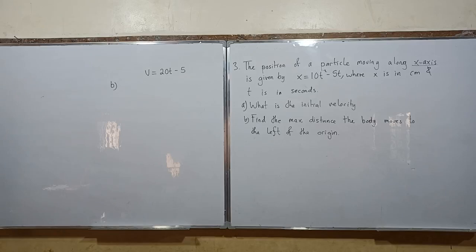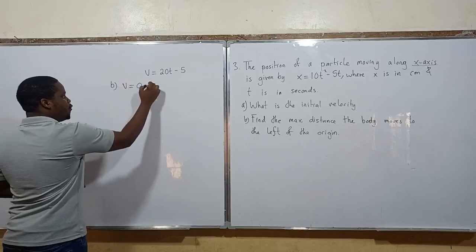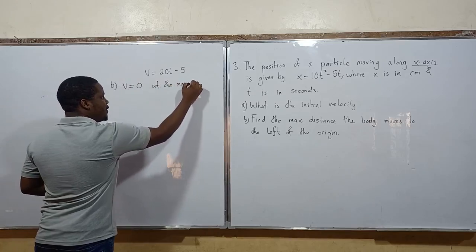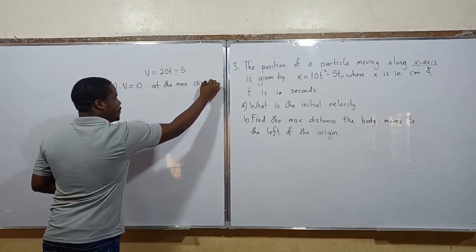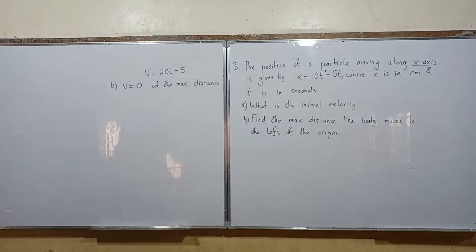Remember, when you are going to a certain destination, when you arrive at that destination, do you continue moving? You've arrived, so you stop. Since you stop, your final velocity will be 0. So we can say velocity is equal to 0 at the maximum distance. Wherever you are going, once you've arrived, your velocity will be 0 because you come to rest.